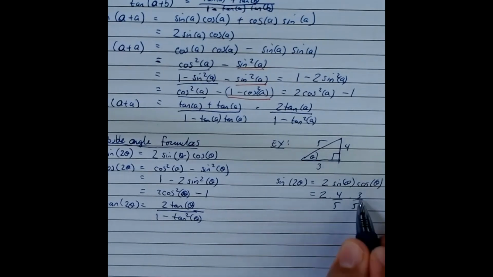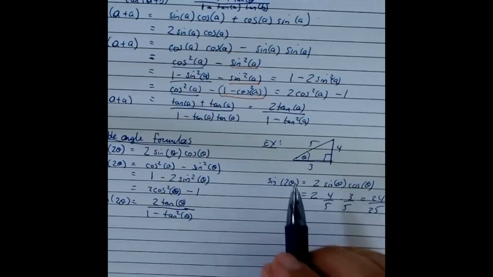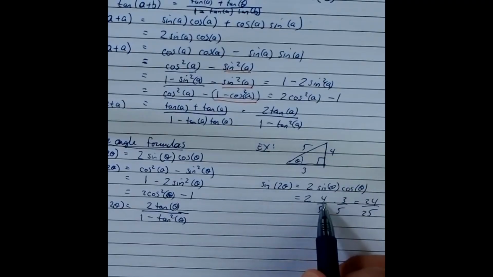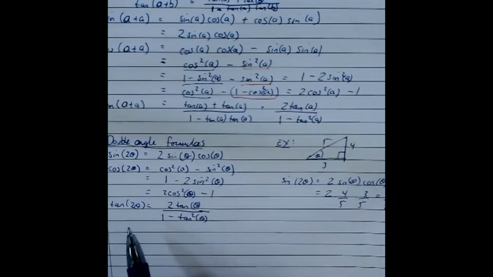4 times 2 is 8. 8 times 3 is 24. Over 5 times 5 is 25. So the sine of theta is 4 over 5, as we see here. But the sine of double theta isn't just double this, it's 24 over 25. Likewise, we could do the cosine or the tangent.